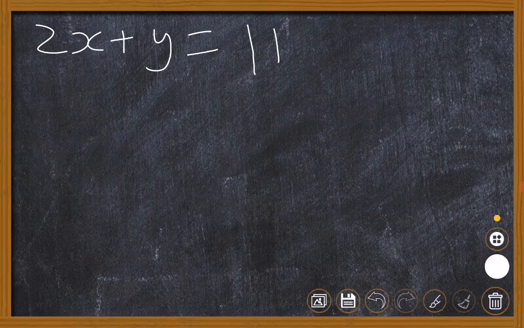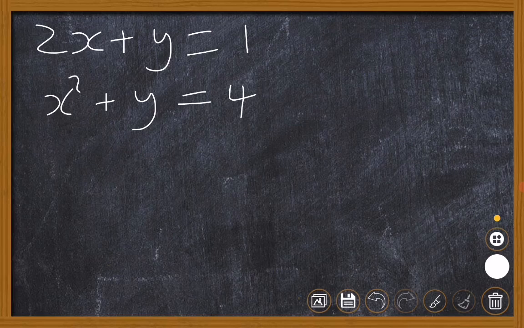So we've got 2x plus y equal to 1, and the other one is x squared plus y equal to, let's say, 4. Let's hope this one will be easy to solve as well.